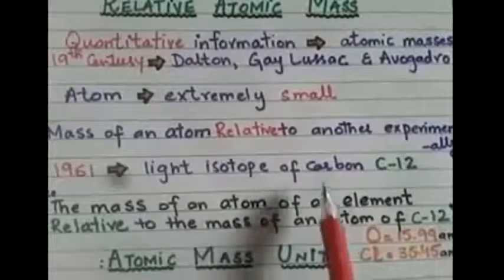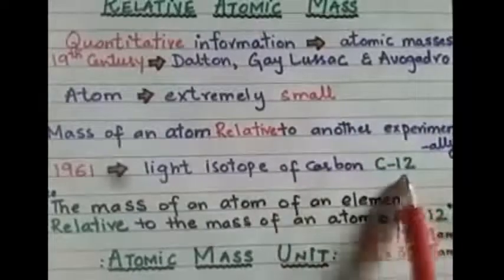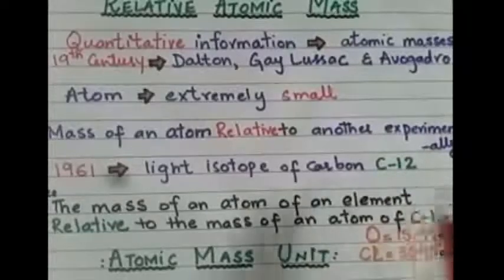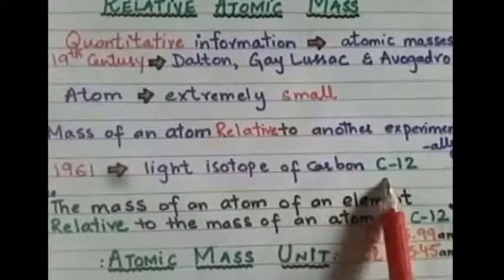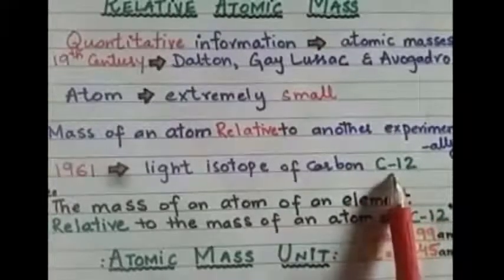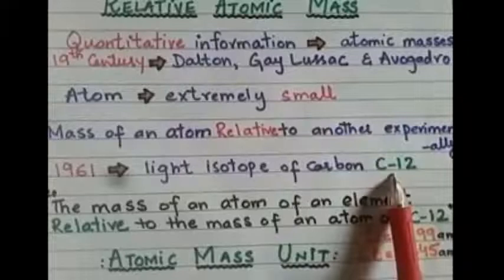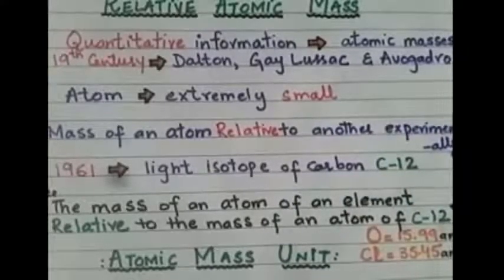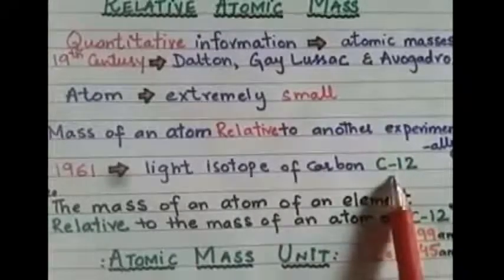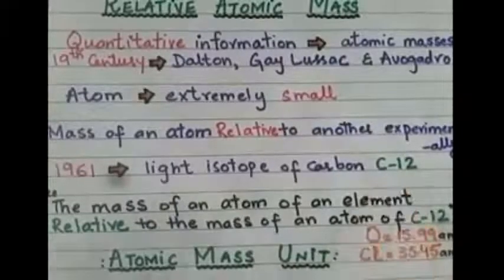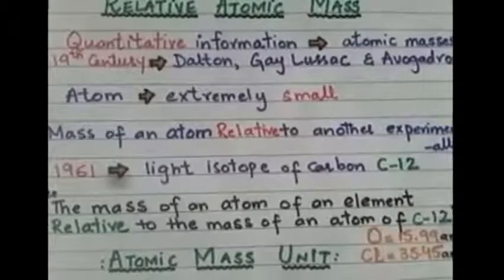Now, carbon basically has three isotopes: carbon-12, carbon-13 and carbon-14. But why did the scientists choose carbon-12? The reason is that carbon-12 is the most abundant isotope as compared to the other two isotopes, carbon-13 and carbon-14. Moreover, the atomic mass of carbon-12 is exactly 12 on the periodic table, which makes it a perfect choice as a standard.